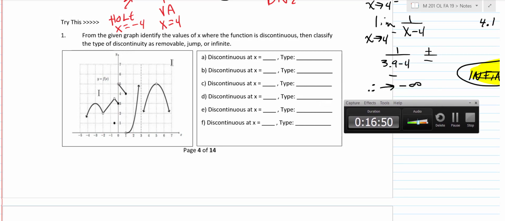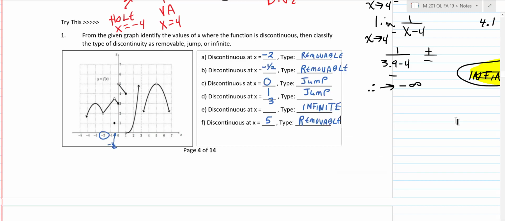Let you work on these a little bit. I'm giving you a graph. You tell me where it's discontinuous and you tell me what the type is, which is removable, jump, or infinite. Good luck. Okay, check and see if you got what I got. So these are the places you have discontinuities. You got -2, -1/2, 0, 1, 3, and 5.